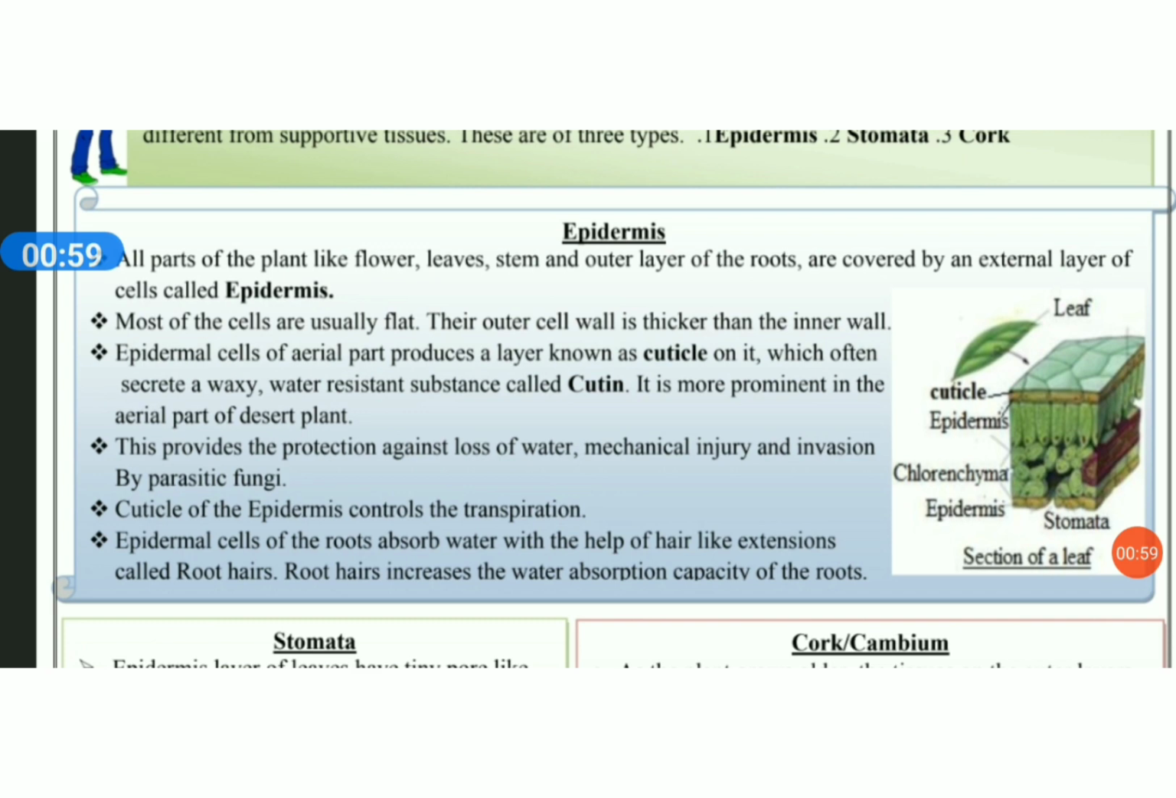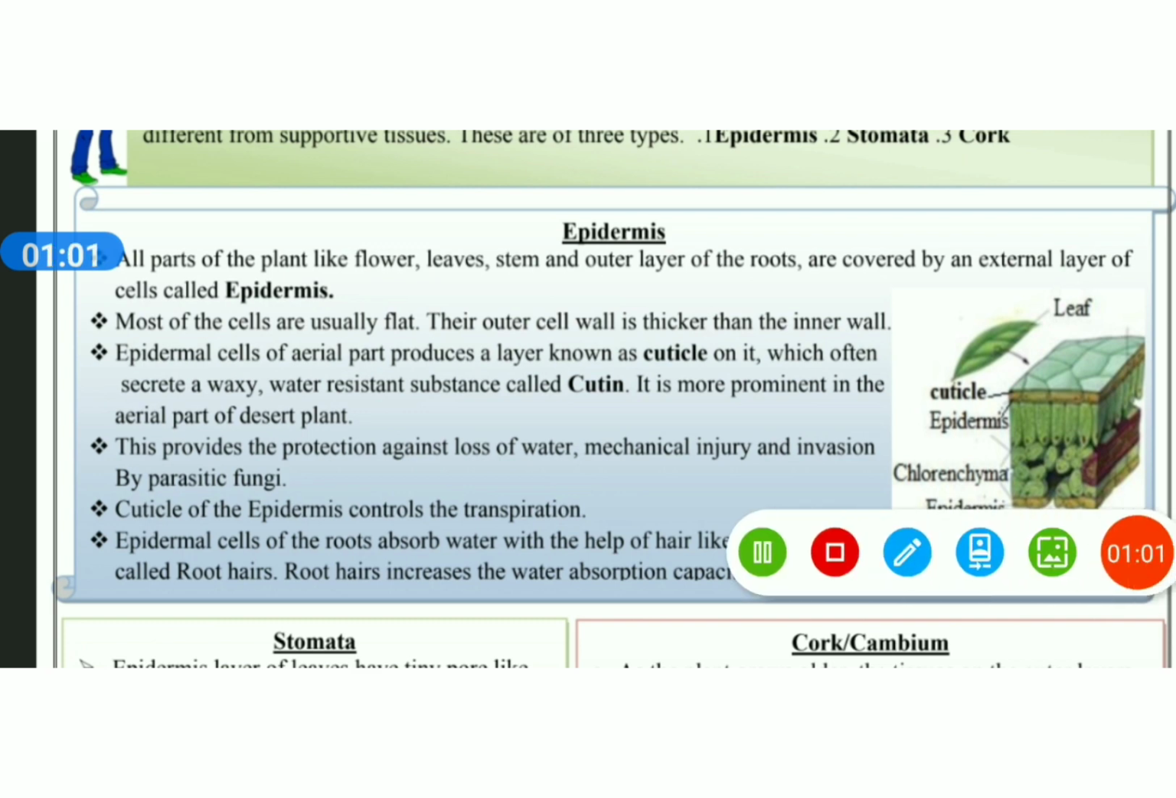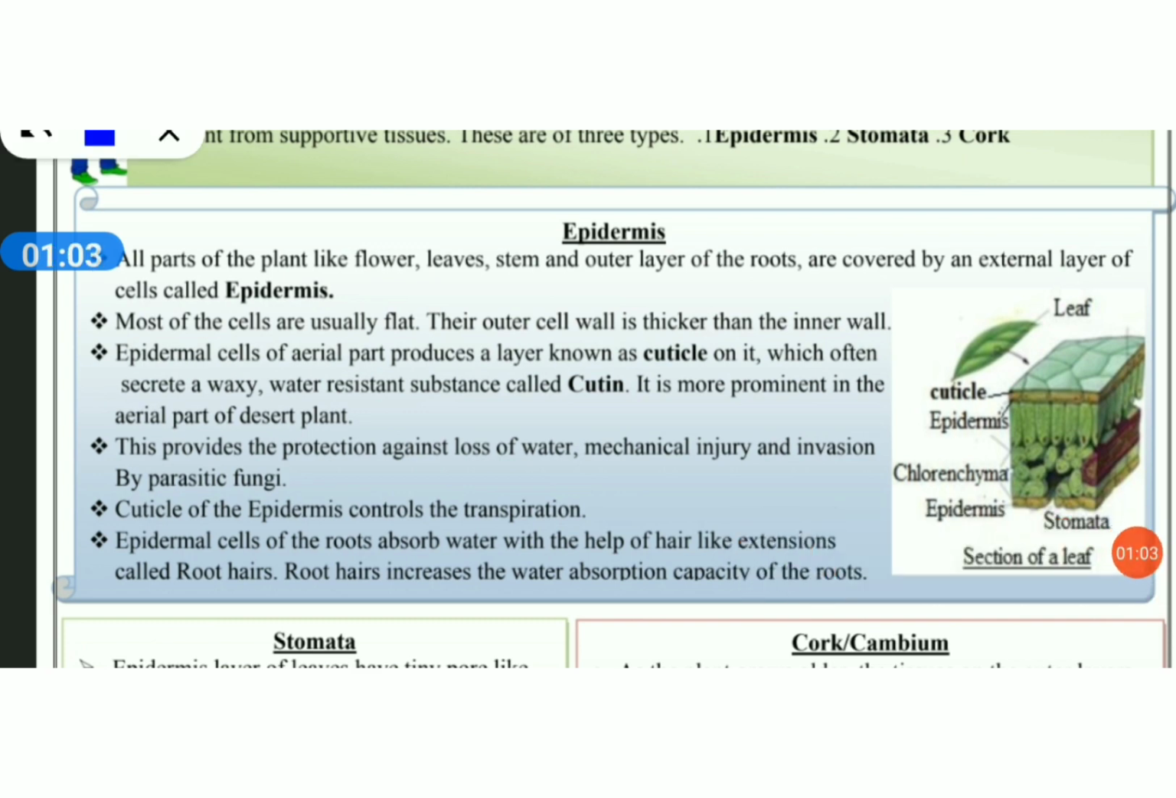Now as we know that all the parts of the plant are covered, all the parts like flower, leaf, stem, the outer layer of all these parts are covered by a layer which is known as epidermis. Most of these cells of epidermis are flat and their outer cell wall is thicker as compared to their inner cell wall.